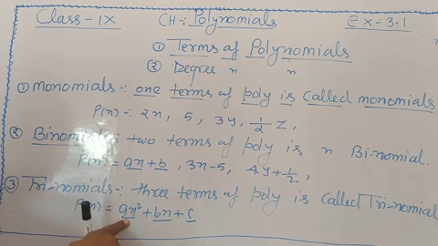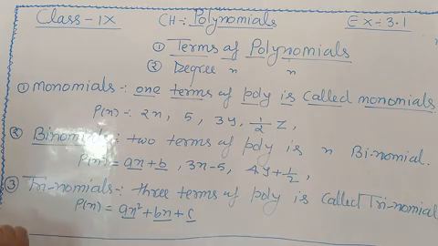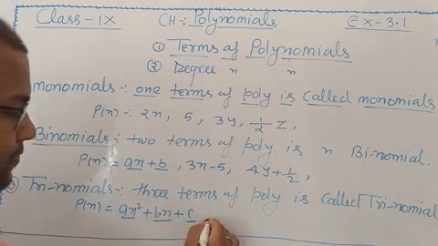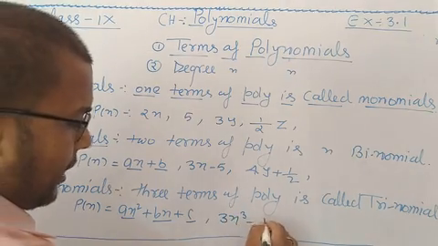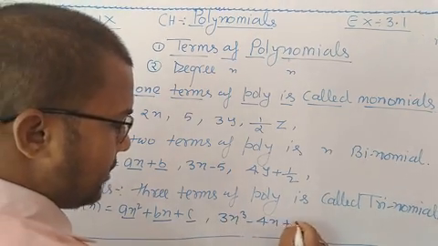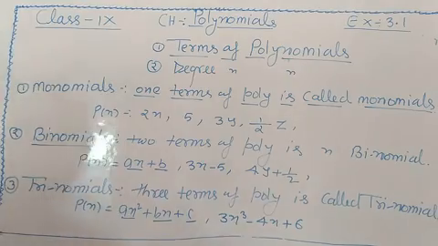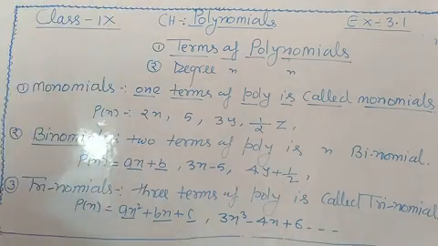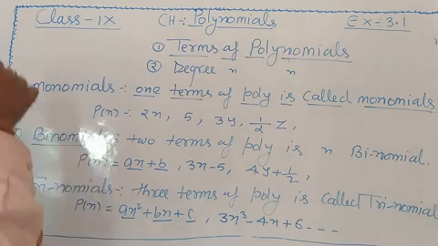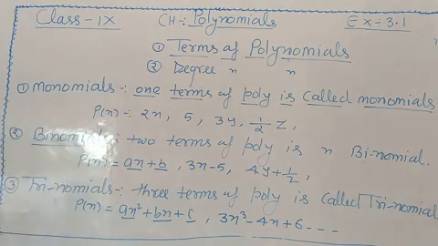They combine one, two and three terms. The combination of three terms also defines a trinomial. 3x³ − 4x + 6 is called a trinomial. It also denotes three terms. Okay students, write each and every topic.